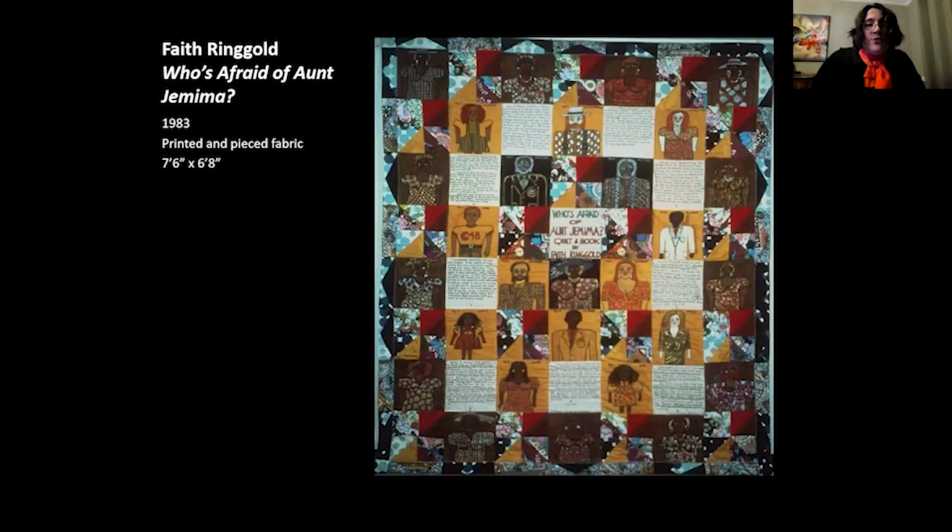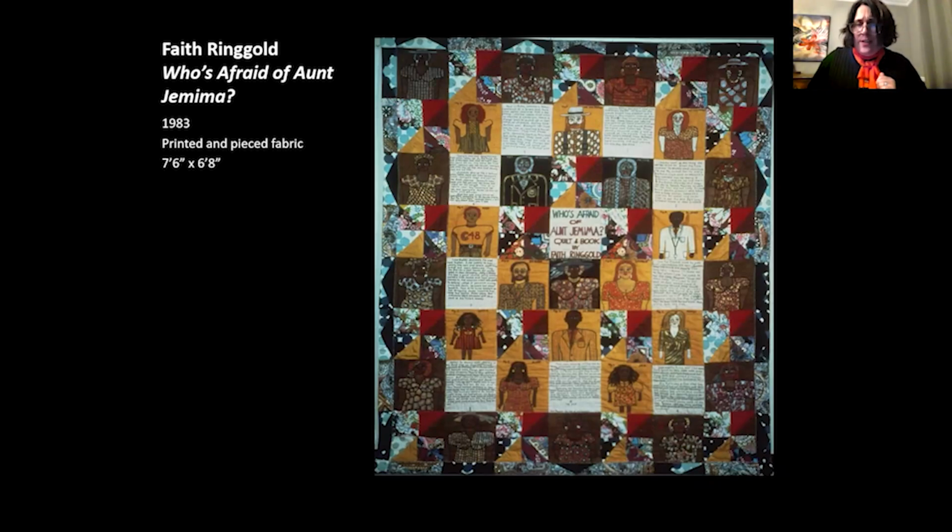And this is another of her Astoria quilts, the title of which is front and center in that quilt. Who's afraid of Aunt Jemima? Well, you probably know that Aunt Jemima is a figure in American culture, with a long history there. Aunt Jemima has also been interpreted as a very pejorative figure, a stereotype of Black women. And so Ringgold is really wanting to challenge that.